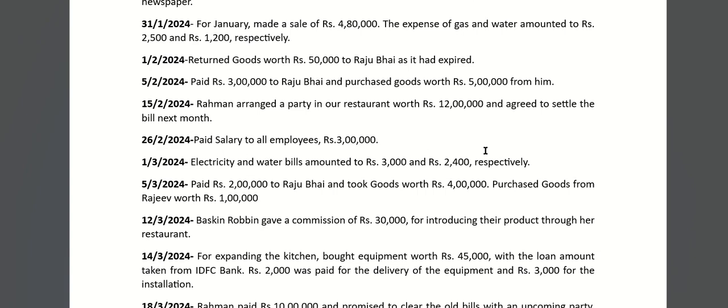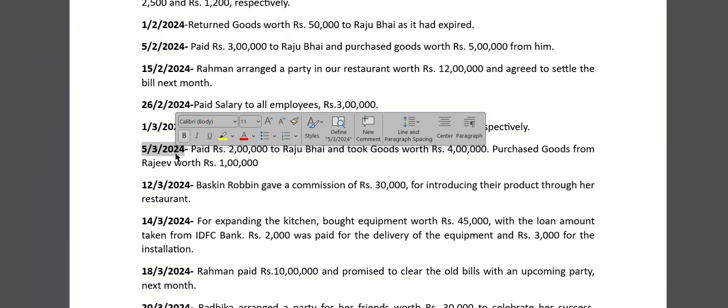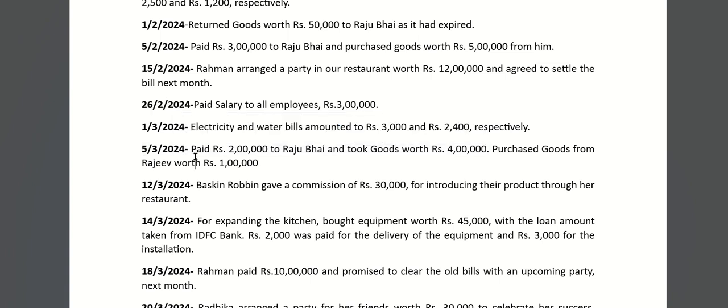On the same day, we have nothing else. And on 5/3/2024, the 5th of March, we know the 5th is the date for this business to make purchases. The same thing happened here, the repetition of last month. We just paid 2 lakh to Raju Bhai and took goods for 4 lakh from him. Even though it is not written from him, we can assume that because it is from the same line. So this good is also taken from Raju Bhai.